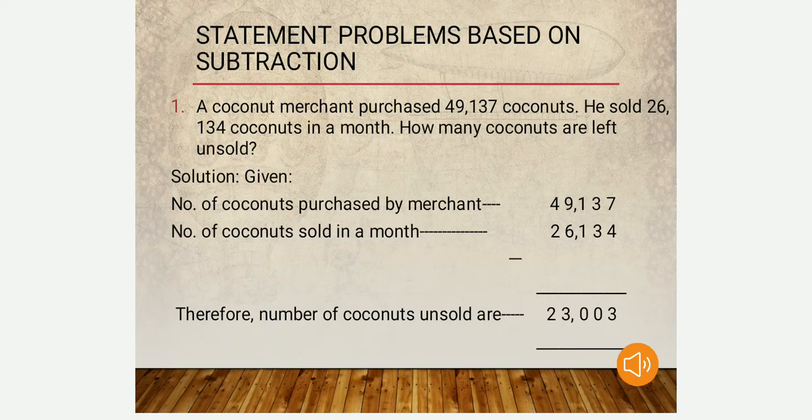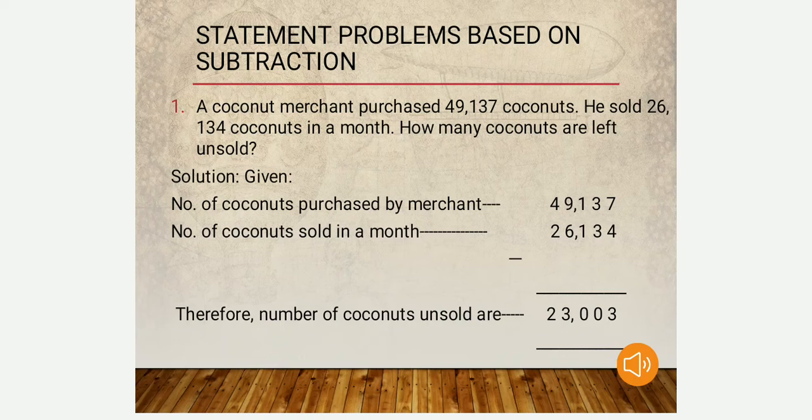We have to read the statement questions properly. At the last conclusion, we will get to know which operation we have to perform. Here the last statement is, how many coconuts are left? So left means we have to use the concept of subtraction. Solution given. Number of coconuts purchased by the merchant, 49,137. Number of coconuts sold in a month, 26,134. So we have to do minus, and the minus has to be done from right to left.